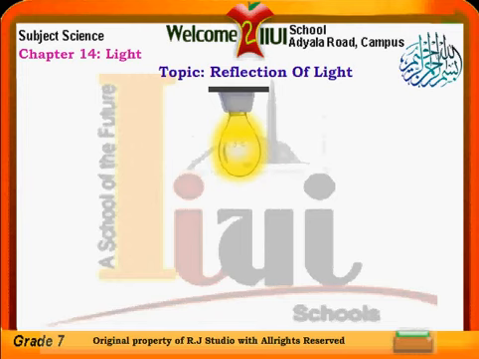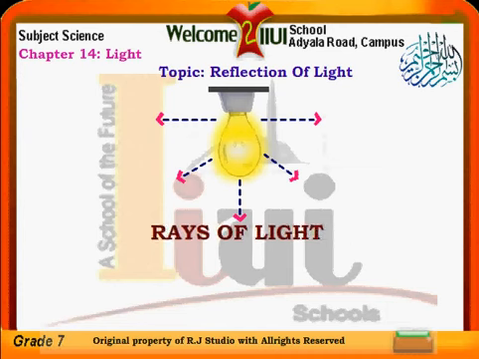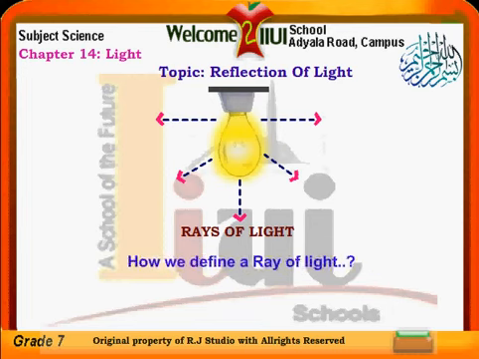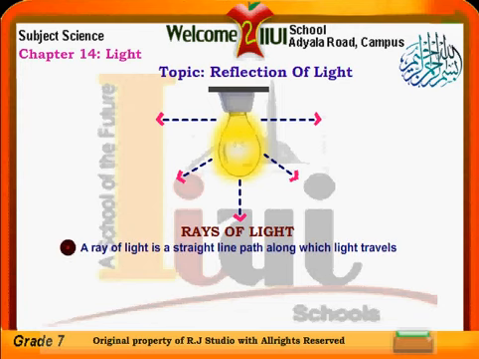Let us denote each direction by a straight line with an arrow on it pointing in the direction where the light is traveling. So all the arrows represent various paths along which the light is traveling. These arrows are what we call rays of light. How do we define a ray of light? A ray of light is a straight line path along which light travels.